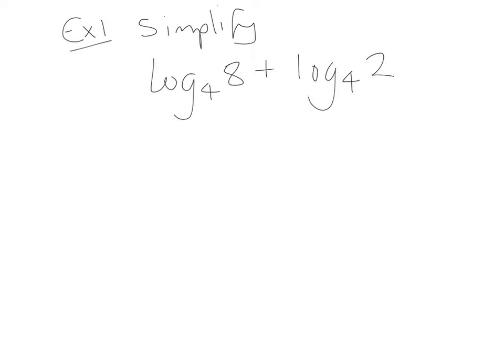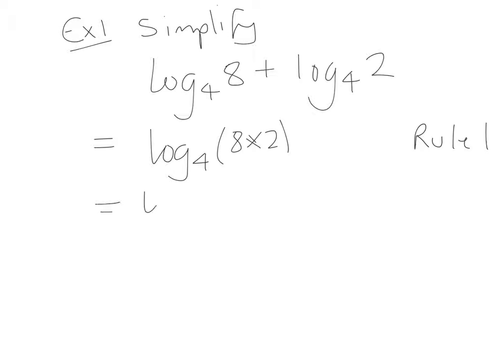Example 1. Simplify log to the base 4 of x plus log to the base 4 of 2. Right, so you'll see that the base is the same in both of these. They're both 4. So that means we can use rule number 1. We're adding, so it's rule number 1. So we're adding the logs, which means we multiply the powers. So the answer will be log to the base 4 of 8 times 2, which is log to the base 4 of 16.